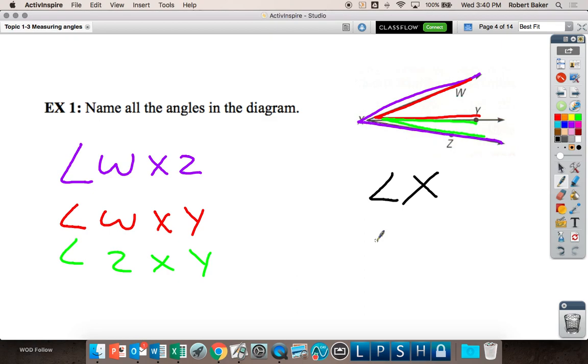This is the student answer, angle X. You have no idea. These are very specific answers. Now, we've named the purple one, we've named the red one, we got the green one, but give me another name for the purple one. ZXW. All you're doing is doing this, right? Just flip it. You're flipping it.